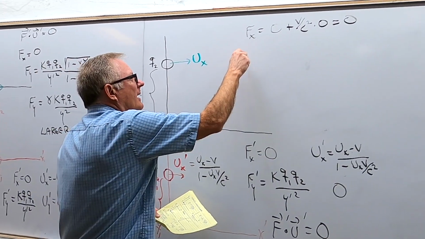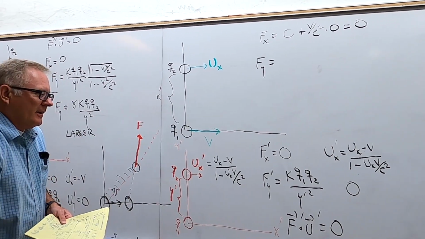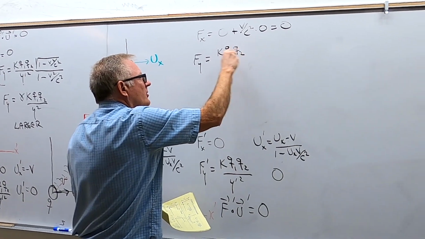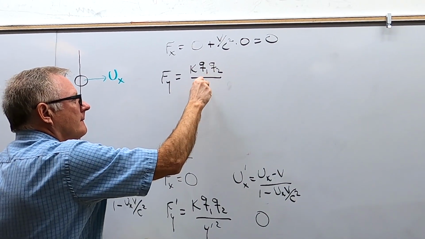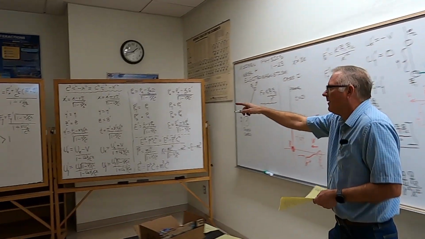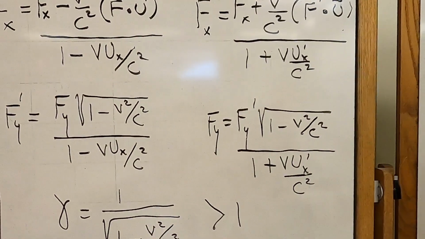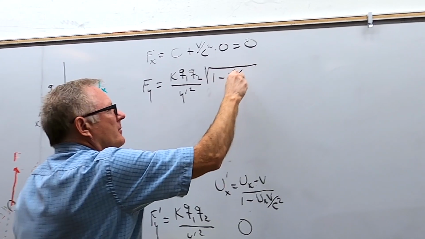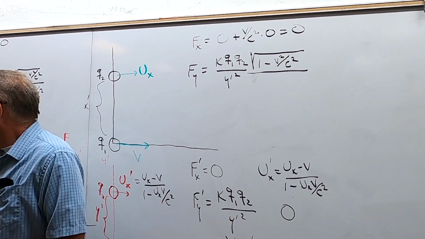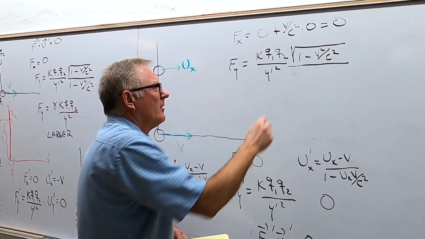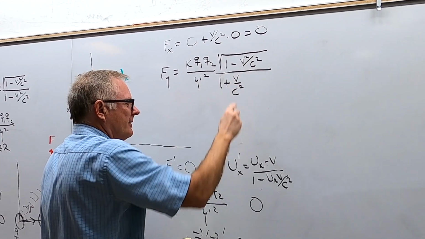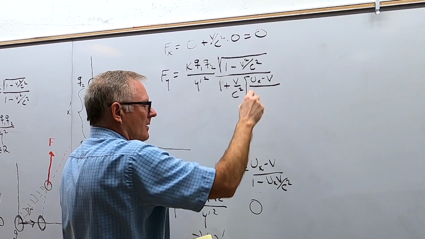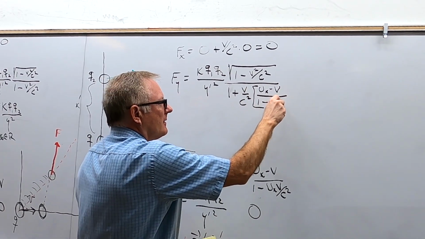Now we can get the y, Fy. Fy is Fy prime, so it's k q1 q2 all over y prime squared. Again, we're plugging into that Fy. Plugging it in right to here, we have the square root of 1 minus v squared over c squared, divided by 1 plus v ux prime over c squared. 1 plus v over c squared times this, ux minus v all over 1 minus ux v over c squared.